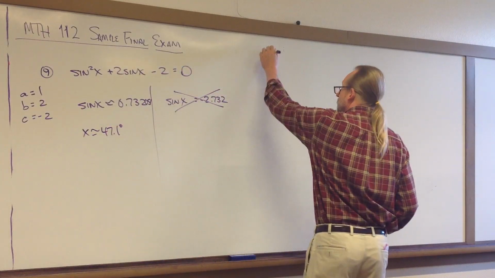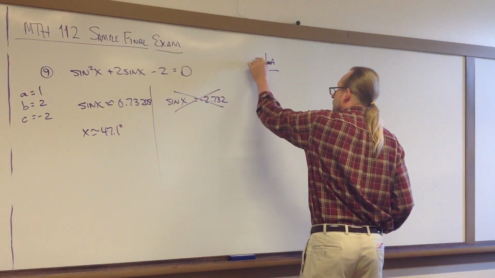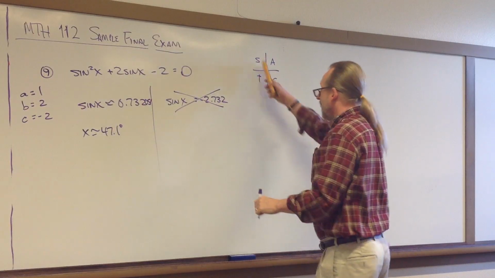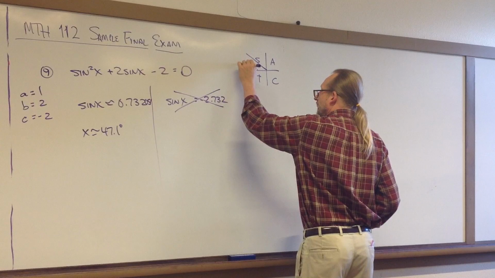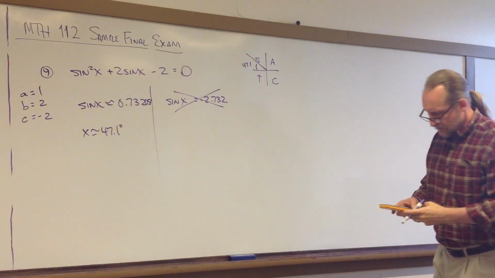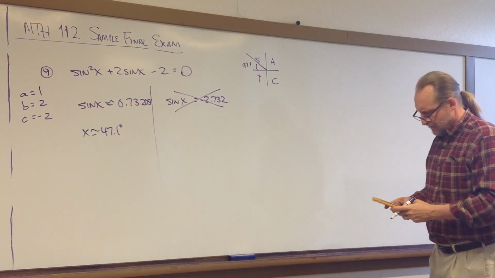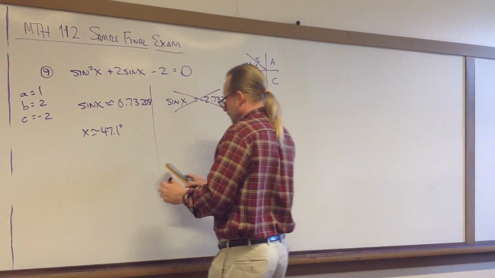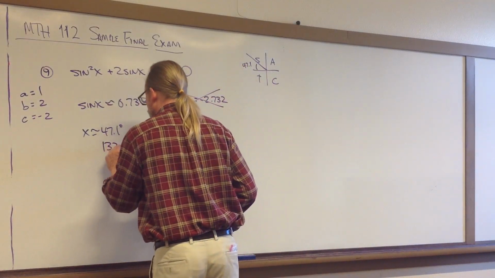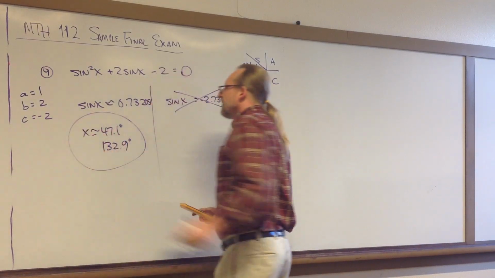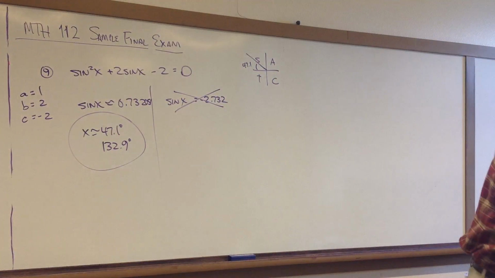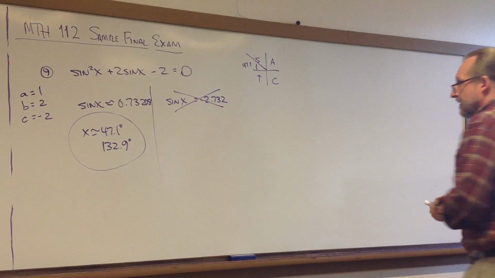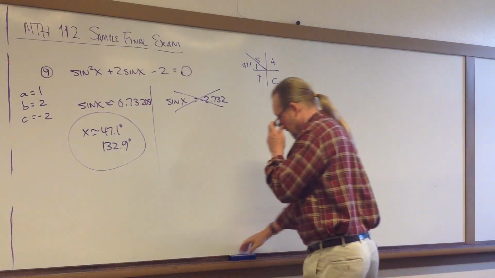Okay, and then we go to our diagram. The sine is also positive in the second quadrant, and so we want to do 180 minus 47.1, which gives you 132.9 degrees, and there are our real valued solutions. Okay, that's problem 9.